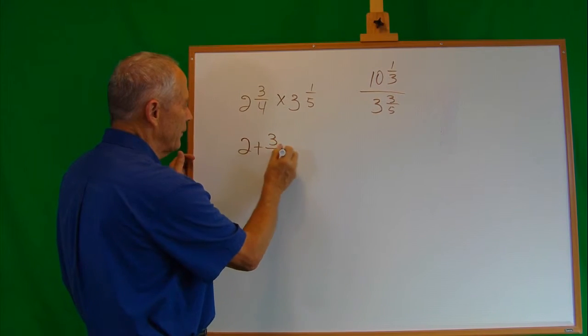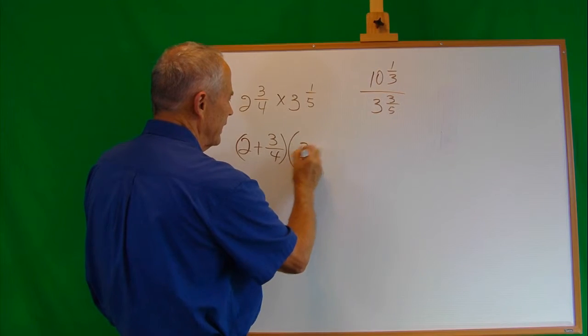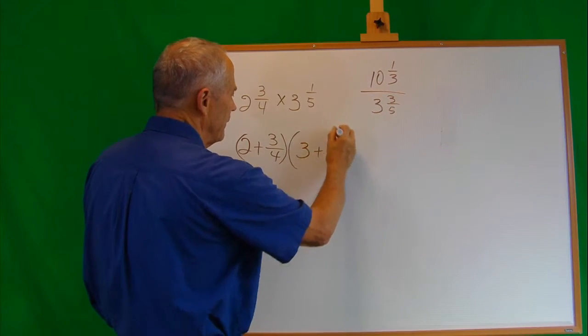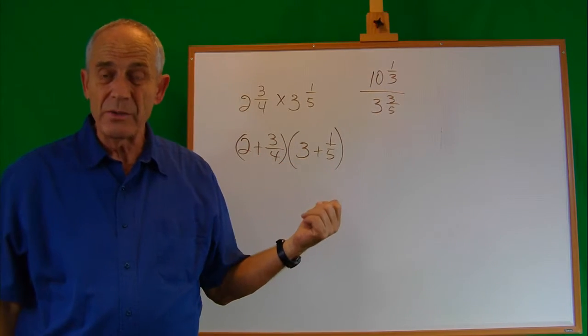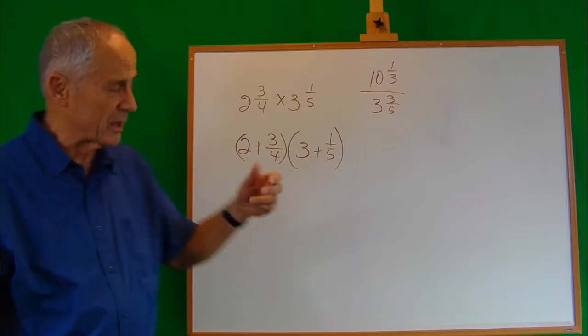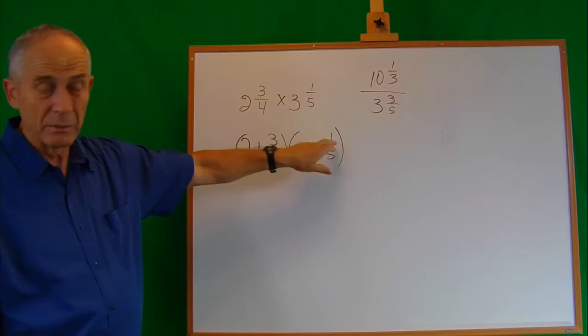2 plus 3/4, and then that would be multiplied by 3 plus 1/5. Well, we know how to do this. I mean, we could actually do this, but it's going to be a lot of work because we'd have to multiply the 2 times the 3, then the 2 times the 1/5.